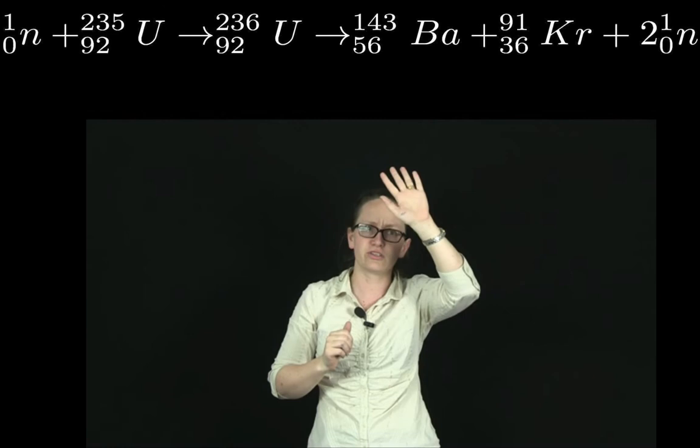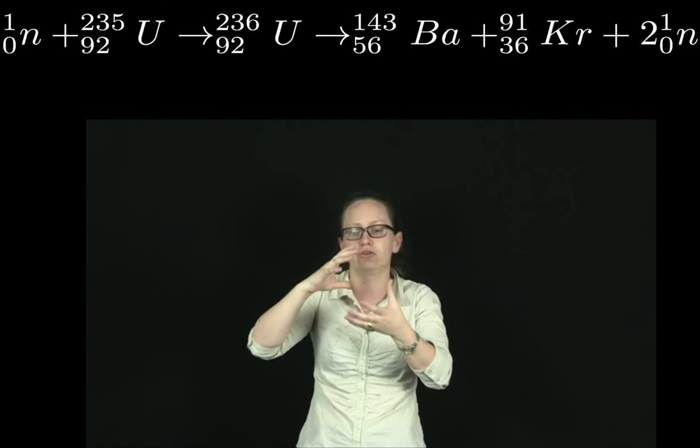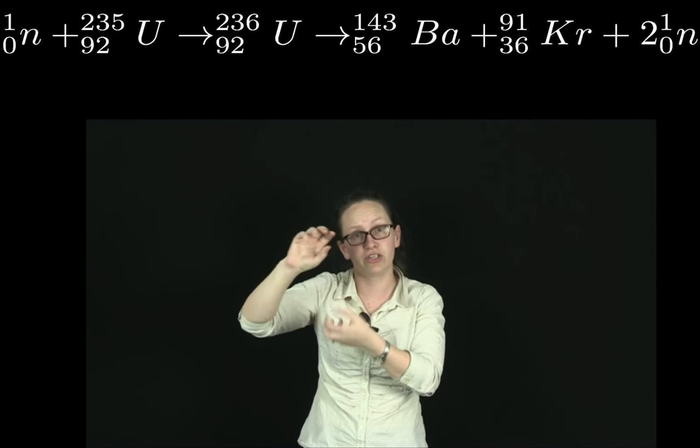Now, in order to get this to undergo a nuclear reaction, it needs to be bombarded with a slow-moving neutron. If it's bombarded with a fast neutron, that neutron will collide with the nucleus and bounce off it, leaving the nucleus unchanged. If it's bombarded with a slow-moving neutron, then that neutron will stick to that nucleus, giving us uranium-236. So we can write the equation for this process as uranium-235 plus the neutron goes to uranium-236.